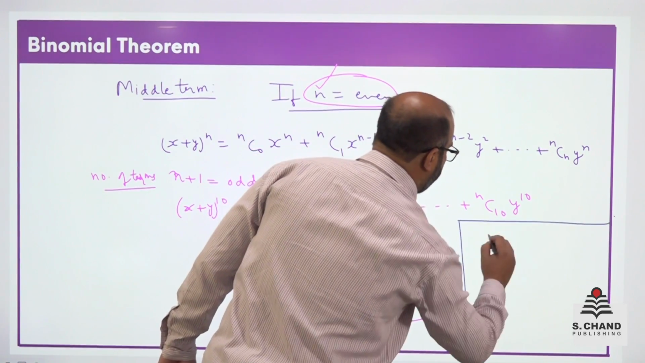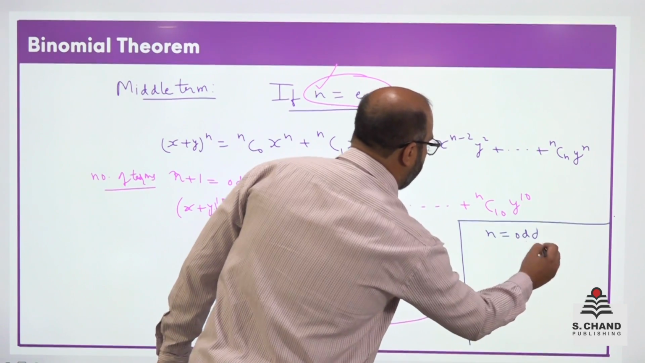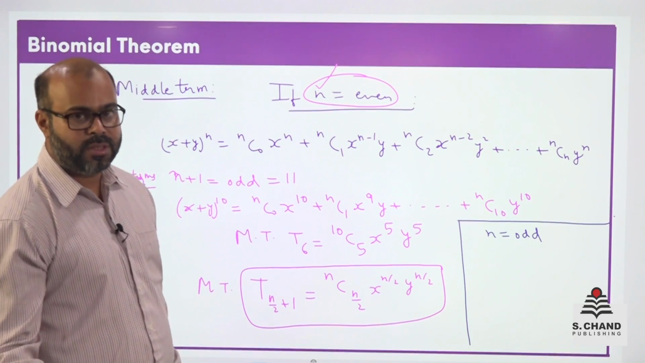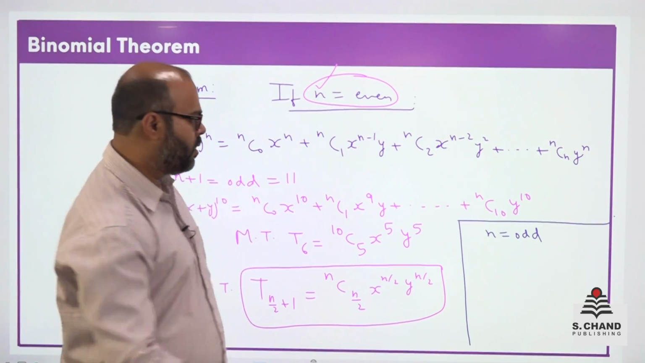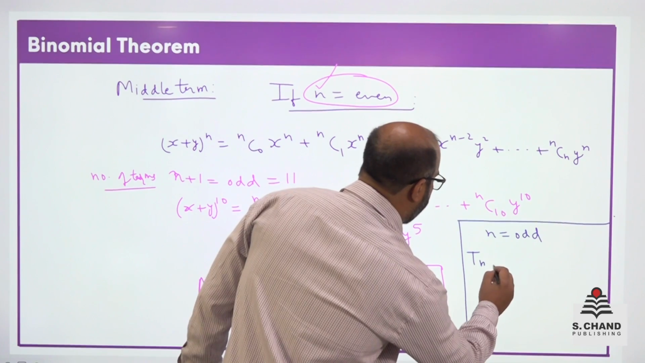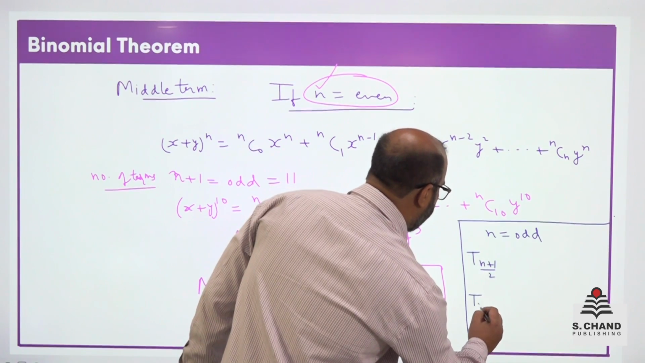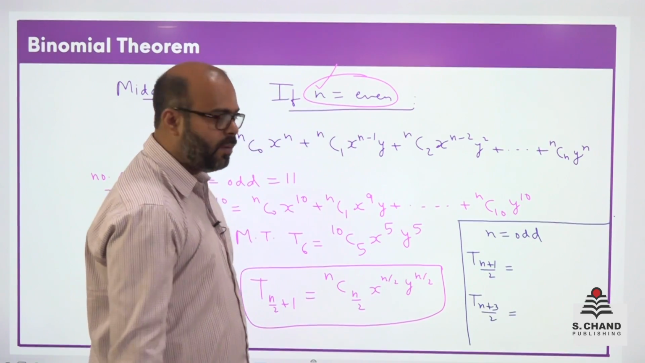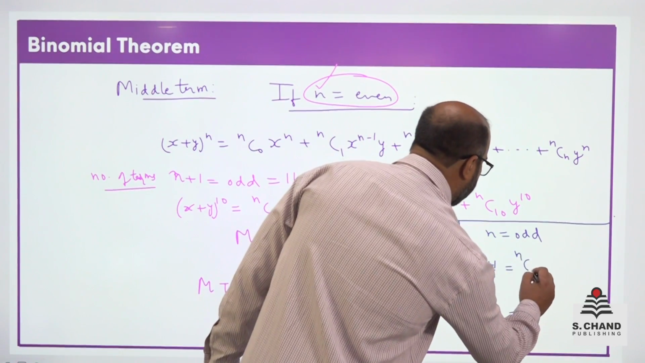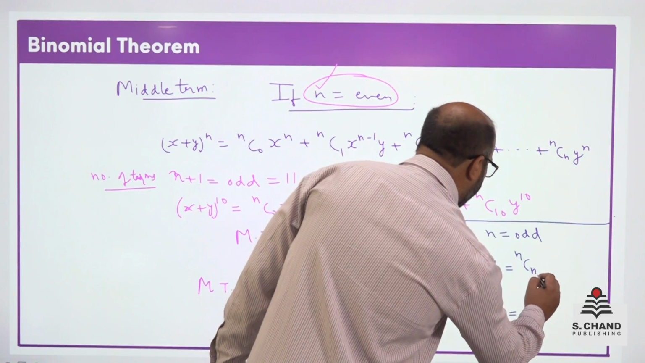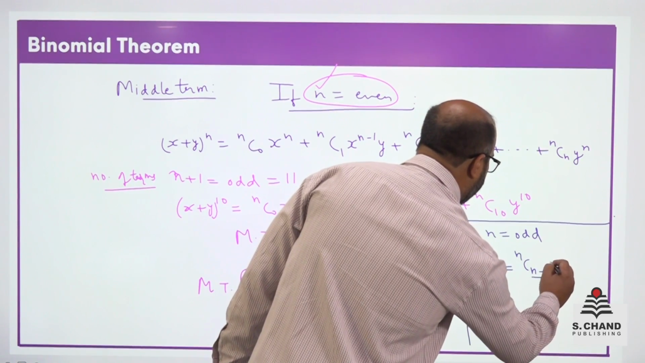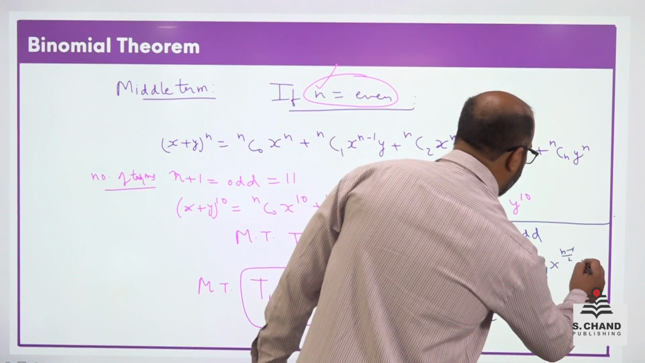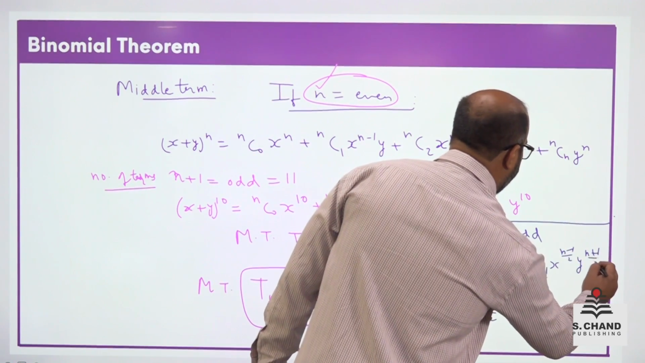Again you can proceed similarly, and you will come to the result that n+1 is an even number of terms. Then there will be two middle terms. One will be the ((n+1)/2)th term, another will be the ((n+3)/2)th term. When you take the ((n+1)/2)th term, then it is nC((n-1)/2) x^((n-1)/2) y^((n+1)/2).